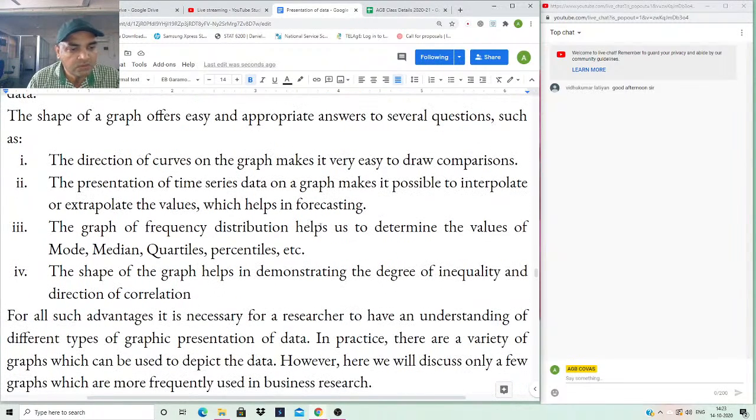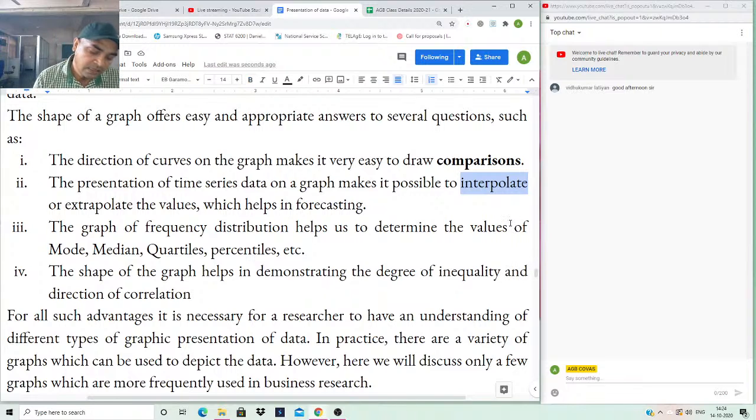And what are those questions? One is that the direction of the curve on the graph makes it easy to draw comparisons, that is, you can make comparisons from the curves. Then the presentation of time series data on a graph makes it possible to interpolate.